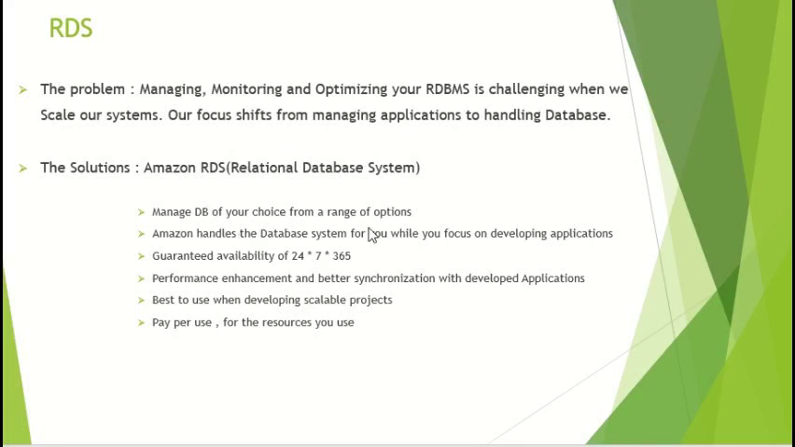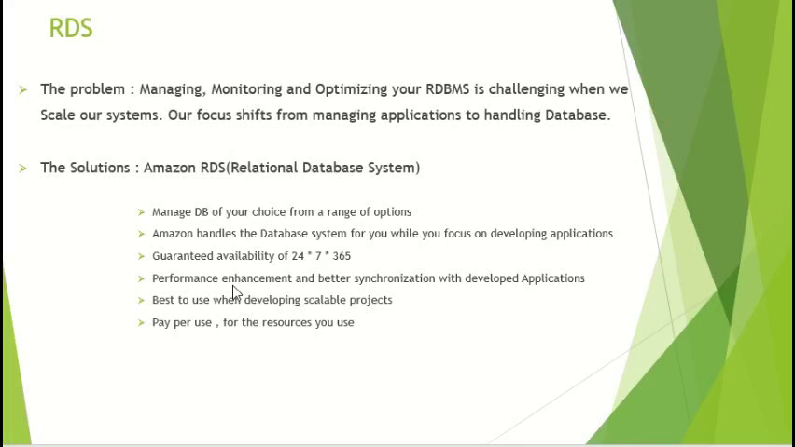Amazon handles the database system for you while you focus on developing applications, which should be your core focus when you are scaling up or building projects from scratch. Guaranteed availability of 24 by 7 by 365 days. So Amazon guarantees that your instance, your applications, your database will be up and running all year round, 24 by 7, because it has a backup if an instance fails, and if you have to scale up it will have the database instances and everything you need to run your system, and you don't have to worry about that.